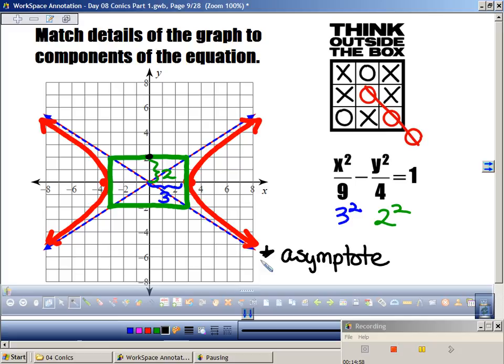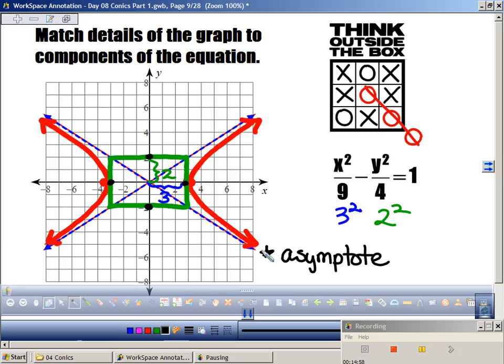So as I'm doing this, I would say, well, I'm going up 2, down 2, out 3, and then I can draw a box. And once I have a box, I can draw an asymptote through the corners of the box, right there. Then once I have asymptotes, I can draw branches that skim the asymptote because they're never going to touch because it's a boundary, and it goes right through the vertex and comes back out.